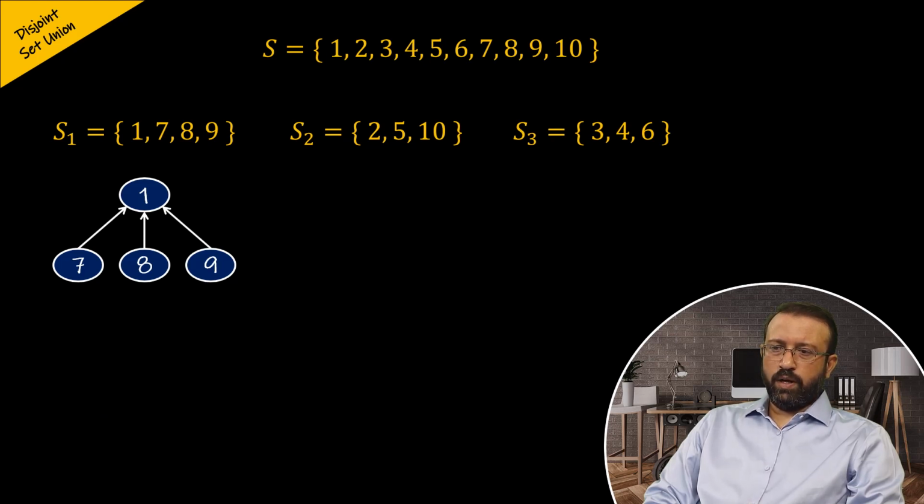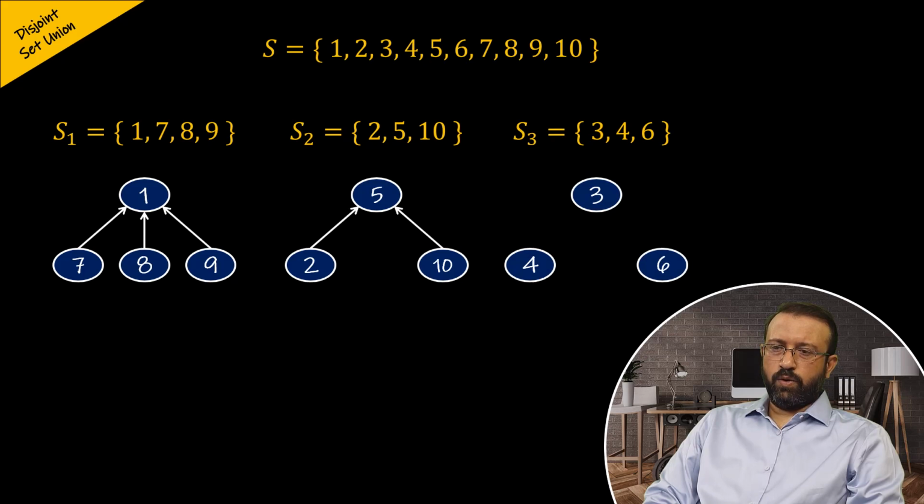In the same way, one of the possible representations of disjoint set S2 is to have element 5 as the root and all the other elements, that is element 2 and element 10, as its children. And for the disjoint set S3, one of the possible representations is to have element 3 as the root and all the other elements, that is element 4 and element 6, as its children. So this is how we can graphically represent disjoint sets as trees.